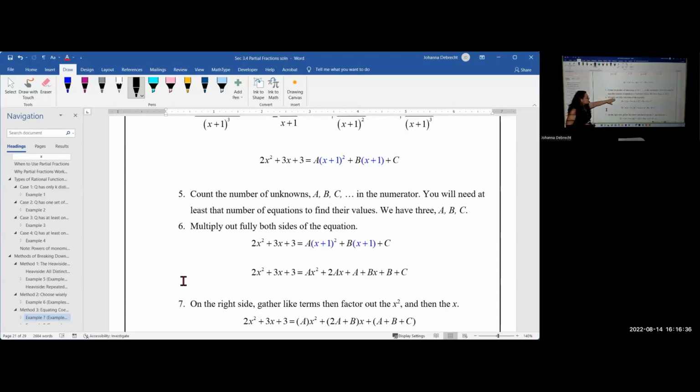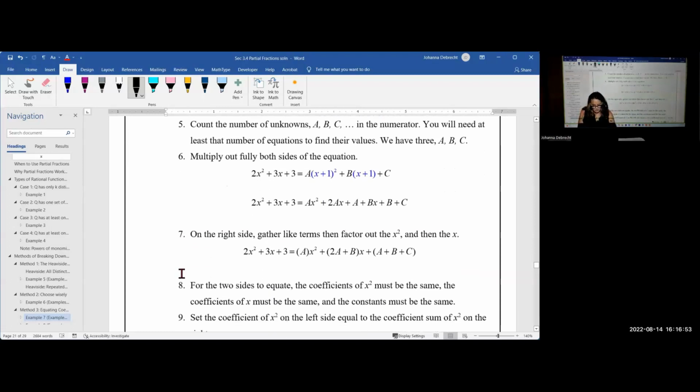Next thing we want to do is fully multiply out both sides of the equation. So by that, I mean square the x plus 1 and multiply what's left by A, and distribute the B over the x plus 1. So you'll see that I did that in this step right here.